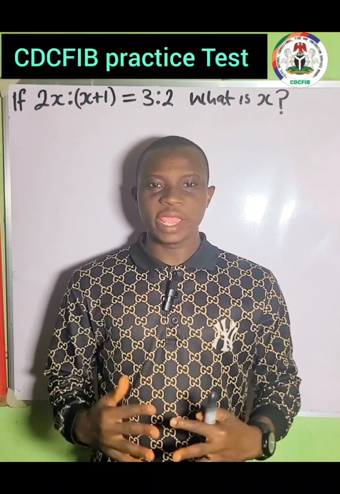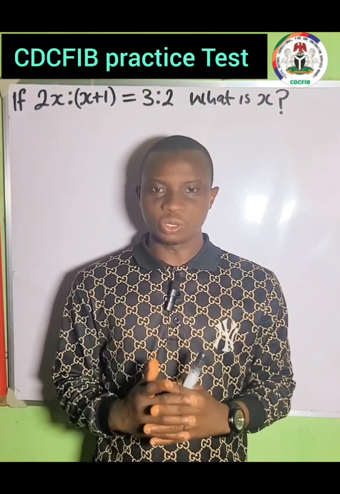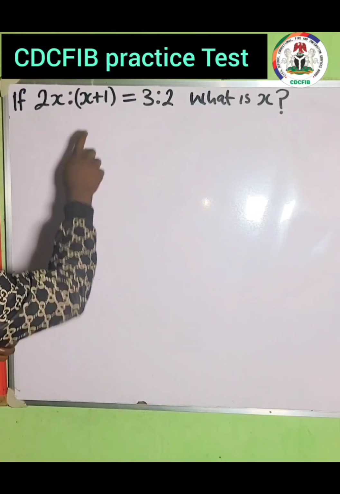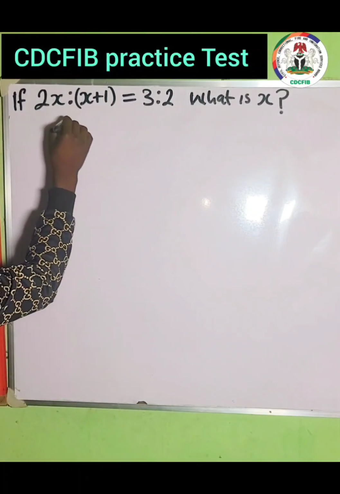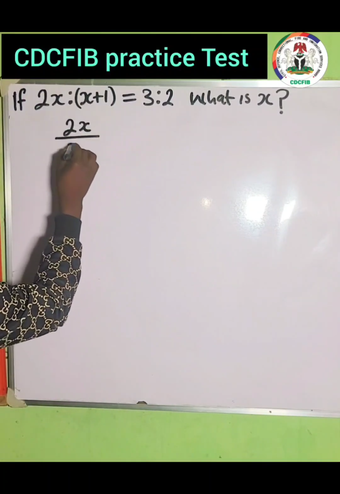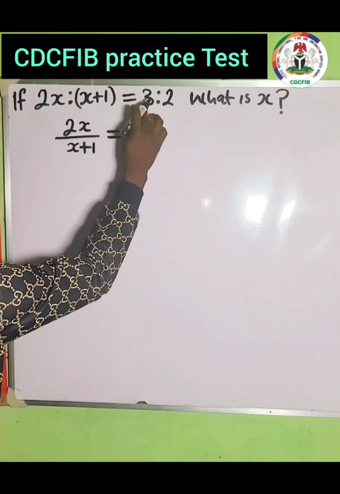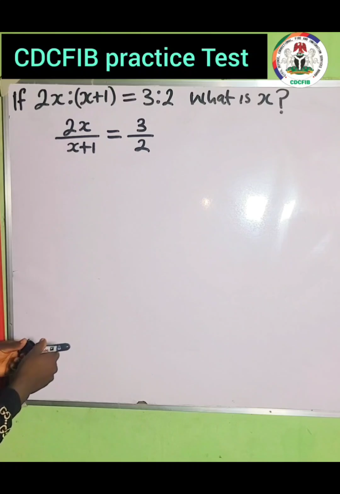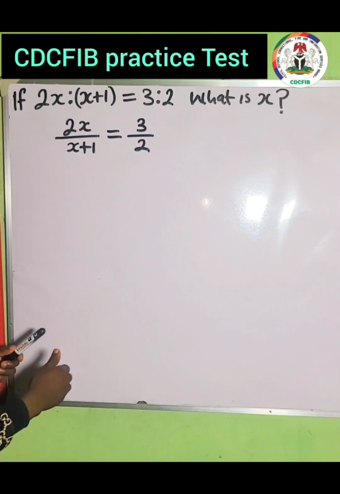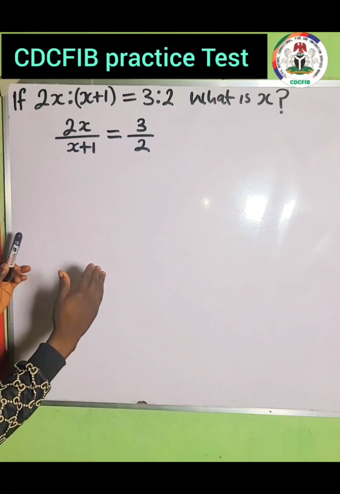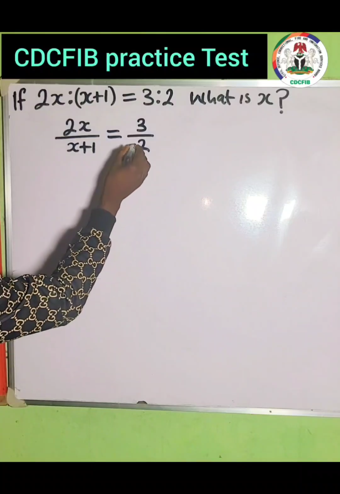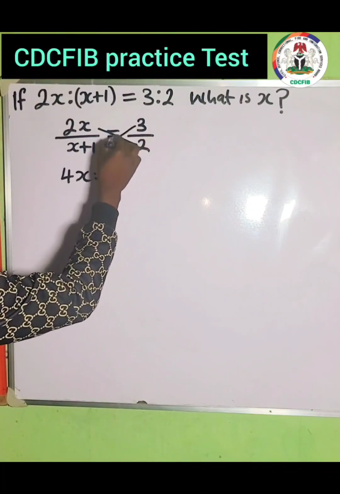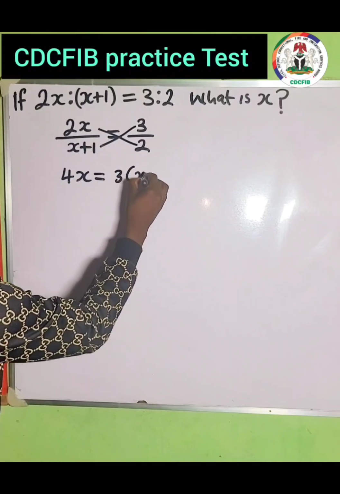If 2x ratio x plus 1 is equal to 3 ratio 2, then what is the value of x? If you look at this equation, 2x ratio x plus 1 is going to be the same as 2x divided by x plus 1, which is equal to 3 ratio 2, the same as 3 divided by 2. Now we're going to solve for the value of x. If you are given two fractional equations, the best way is just to cross multiply. So this 2 is going to multiply 2x. We're going to have 4x, which is equal to 3 multiplied by x plus 1.